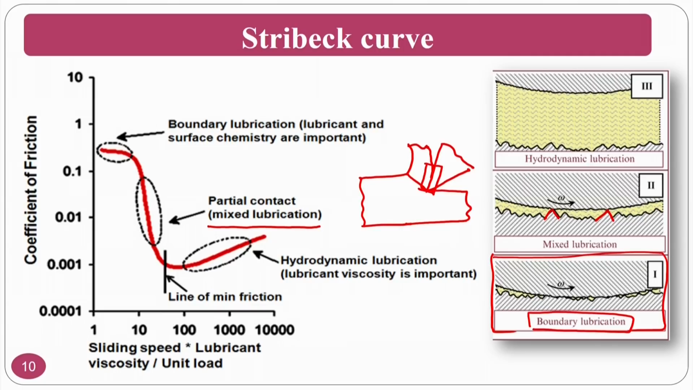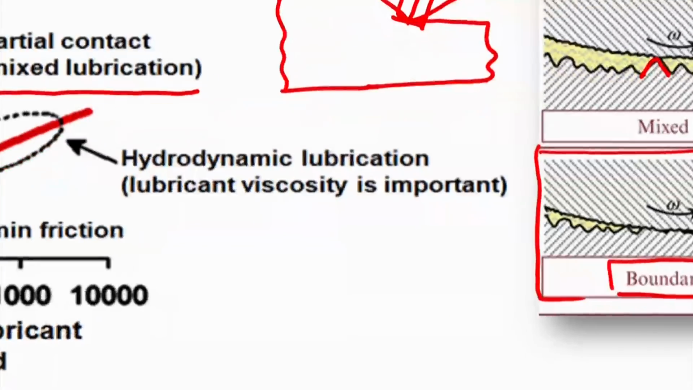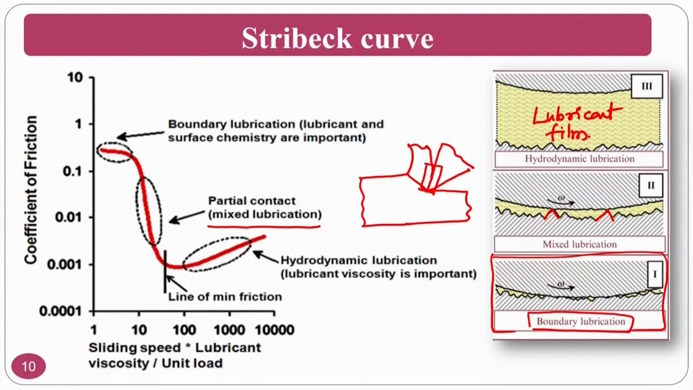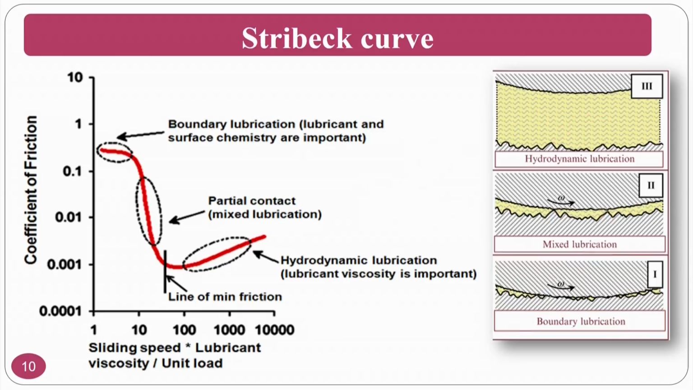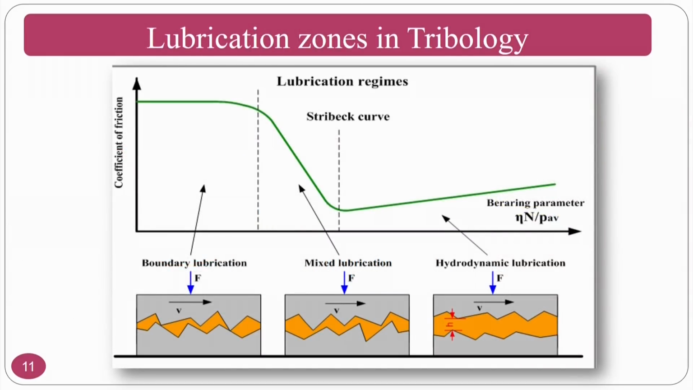The third one is hydrodynamic lubrication, where you have a thick film of lubricant and the asperities don't come into contact. You can see here a completely lubricant film is there. This is about hydrodynamic lubrication. Anyhow, we will see the Stribeck curves in different ways, because some people explain it in a different way.